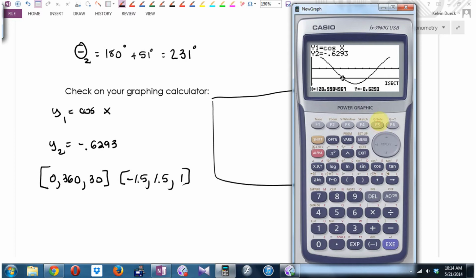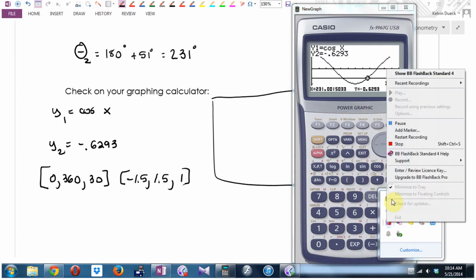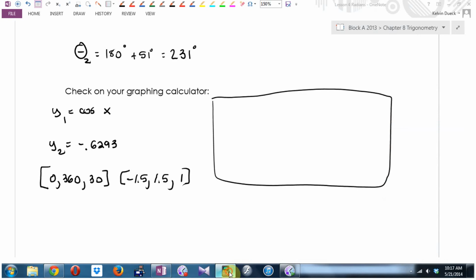Intersection. And I get 128.99. Hey, that's 129 degrees. And if I go arrow sideways, I get 231. Now is your chance, because we're going to have to know how to do this. If you can't get this, now is your chance to ask me, and I will come help you. Okay? You pause. I'll do a quick sketch.